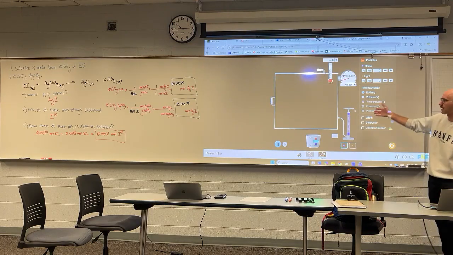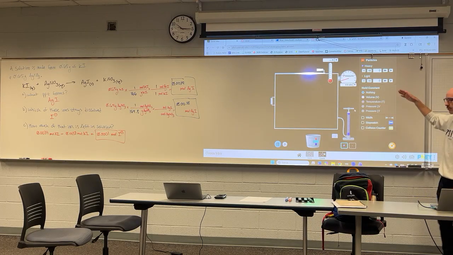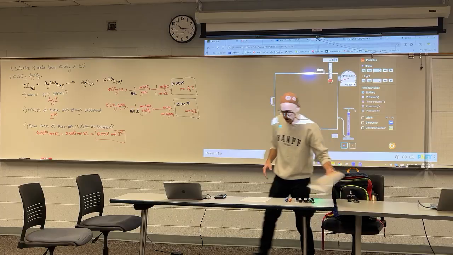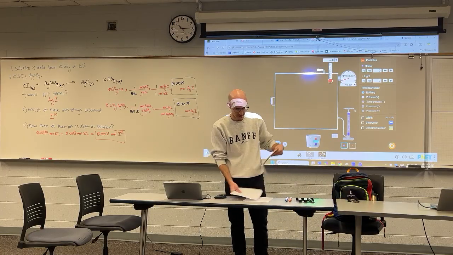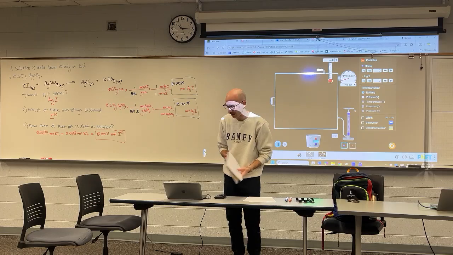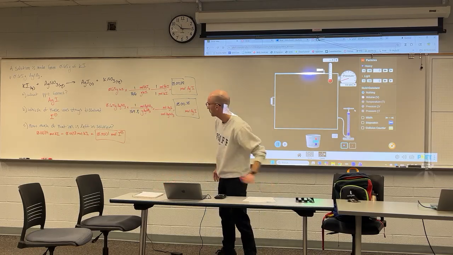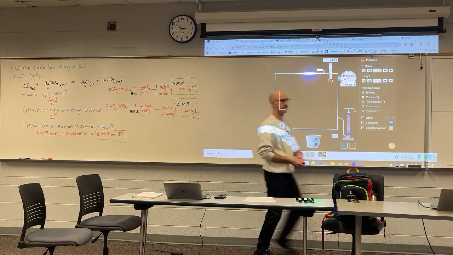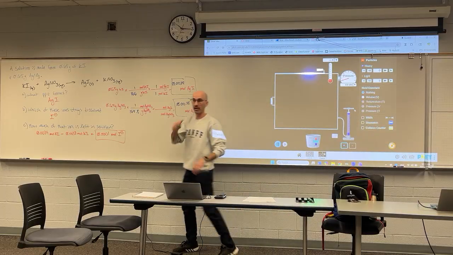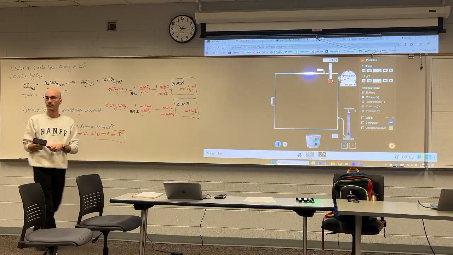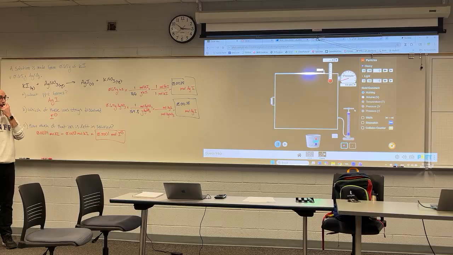So right now I have a container. Can you tell me what characteristics we're going to be measuring based on this container? What properties of a gas can I measure here? Keon? Pressure? Temperature? Can I measure the volume? I can kind of gauge the volume.